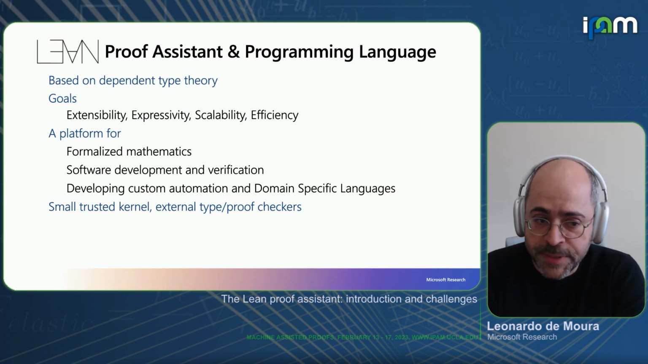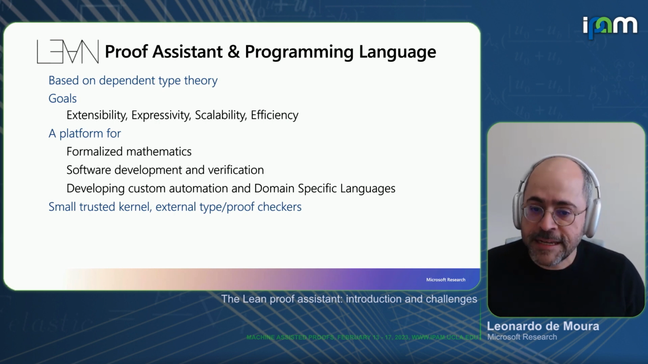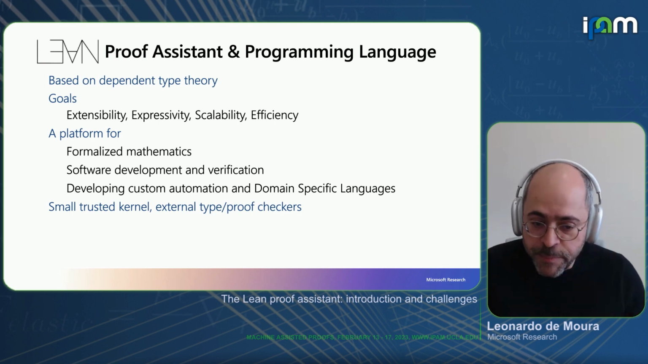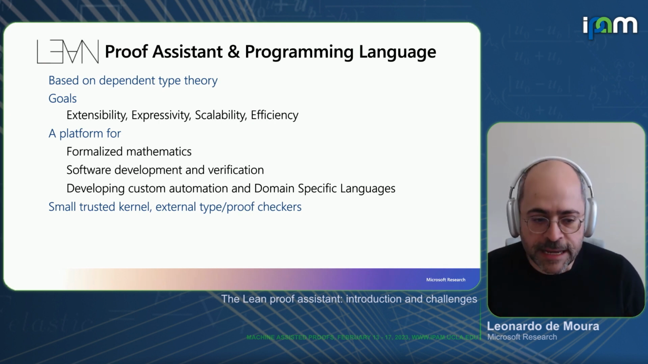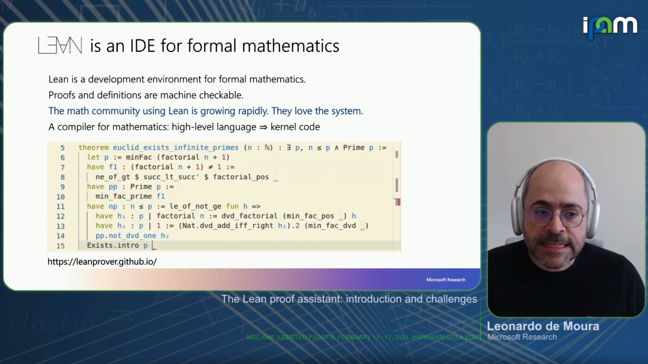It's based on dependent type theory. The main goals of the project are to provide a proof system that is extensible, very expressive, and scales really well in its performance. We view it as a platform for formalized mathematics, software development and verification, and also a platform for developing custom automation in domain-specific languages. We have a small trusted kernel, and you can even check your proofs with external checkers if you want. You can view Lean as a development environment for formal mathematics.